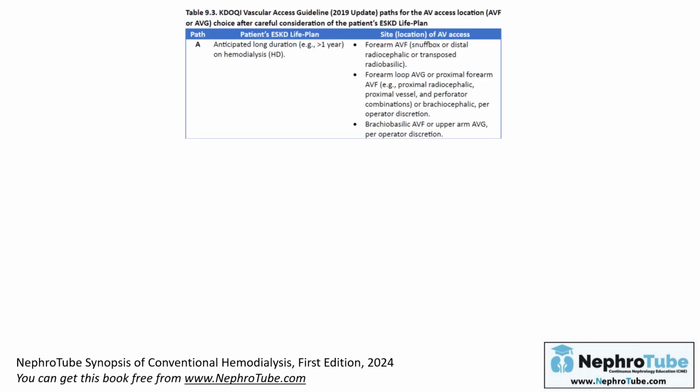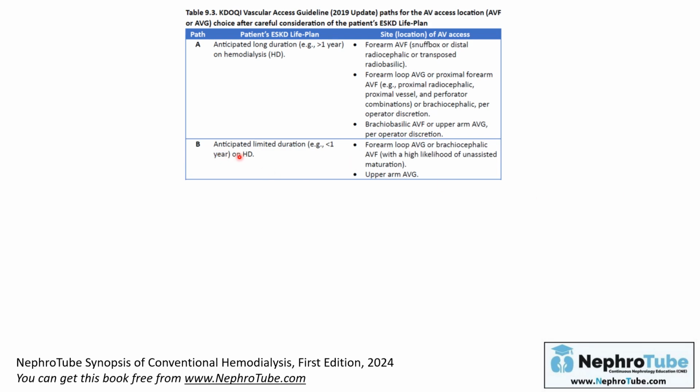So the KDOQI mentioned 4 paths, path A, B, C, and D, according to the end-stage kidney disease life plan of the patient. I will not read all the recommendations, but I will mention the idea. For example, here they mention that if there is an anticipated long duration of hemodialysis, long duration meaning that the patient will need dialysis for more than 1 year, you can use a forearm AV fistula, forearm loop AV graft, and so on. Then path B, if the anticipated duration of hemodialysis is less than 1 year, these are the options.